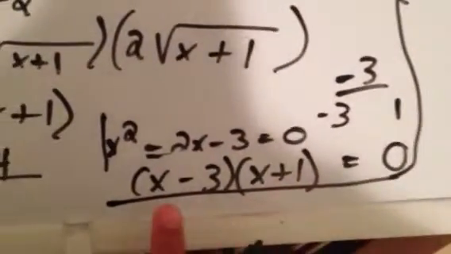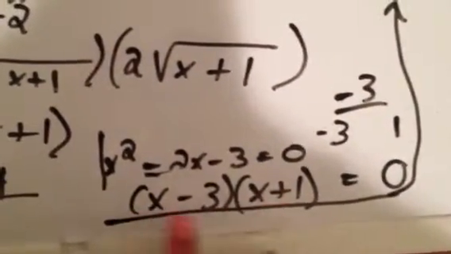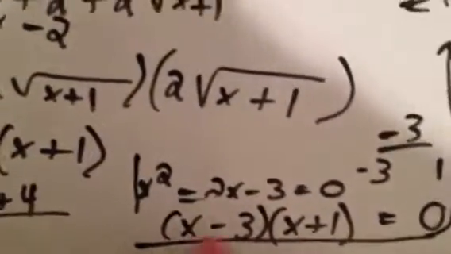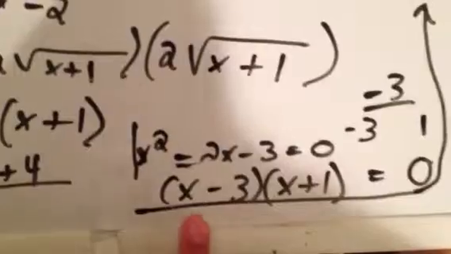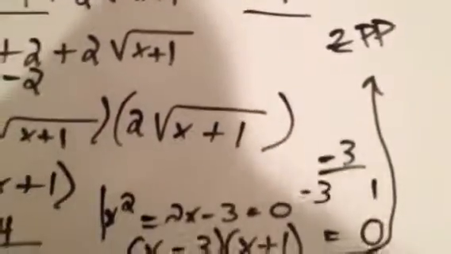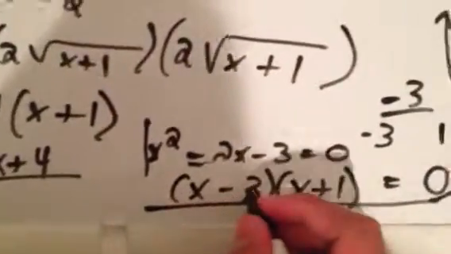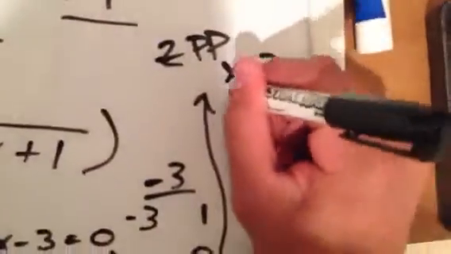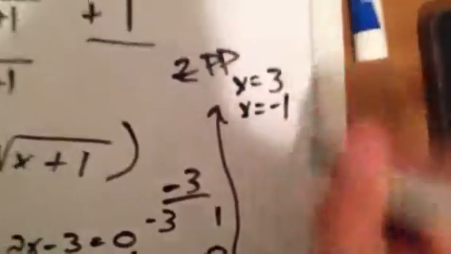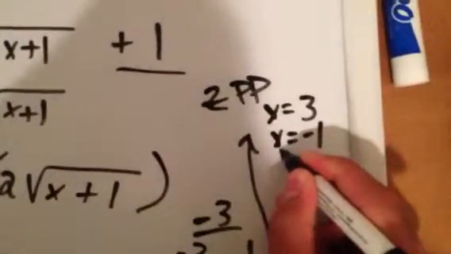Why do we do that? Because one of these expressions is 0. It's possible that both of these are not 0, but one of them is. So in order to find their x value, you set both of them equal to 0 individually. So if we do the ZPP, x minus 3 equaling 0, we get x equals 3, and we get x equals -1. Now stop right here for a second.